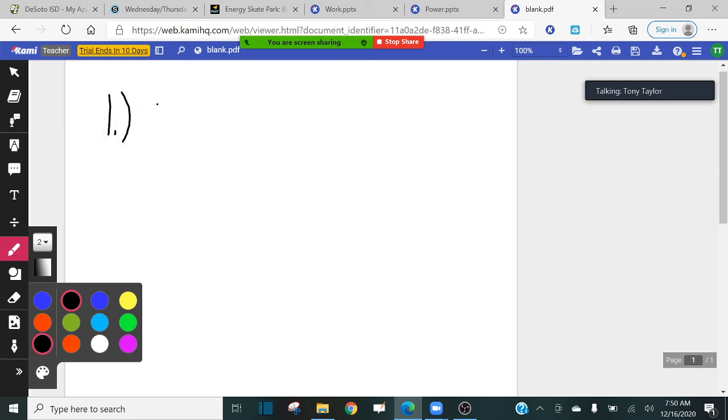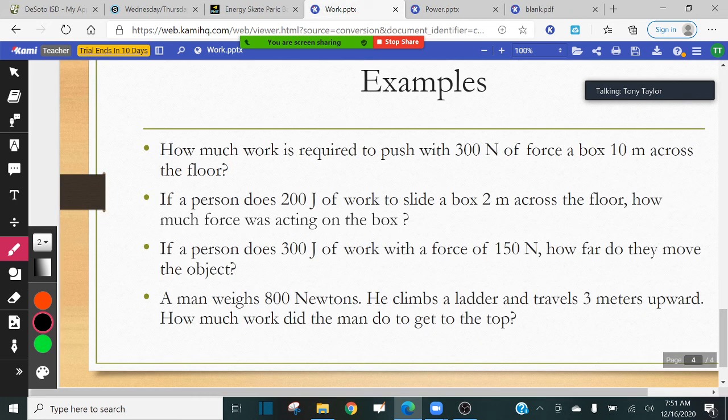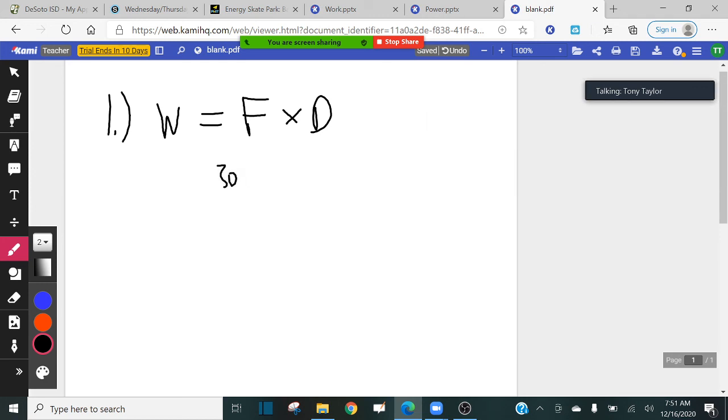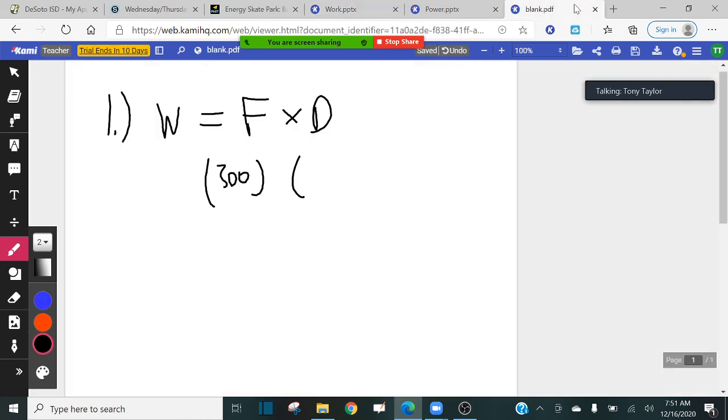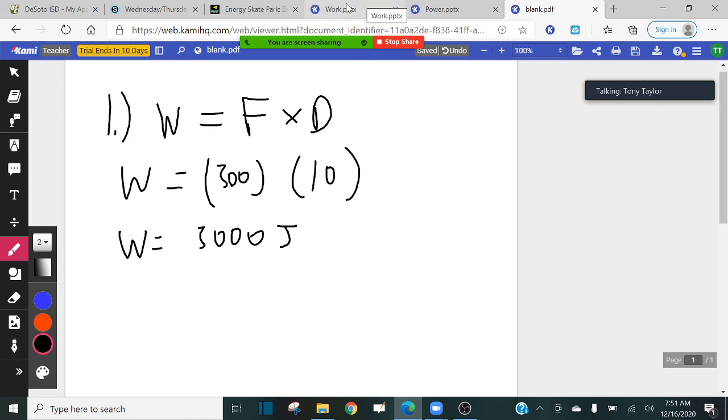So for number one, we know work is equal to force times distance. Notice we push with 300 newtons of force. Always look at your units. 300 newtons of force. And we're pushing 10 meters across the floor, so that's our distance. So in this case, work is 300 times 10. And what is 300 times 10? 300 times 10 is 3,000 joules. So that's how you calculate work. Super easy. Force times distance.